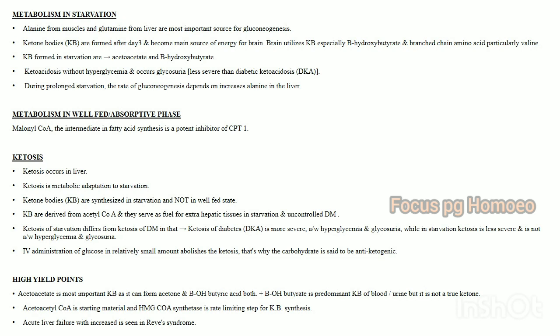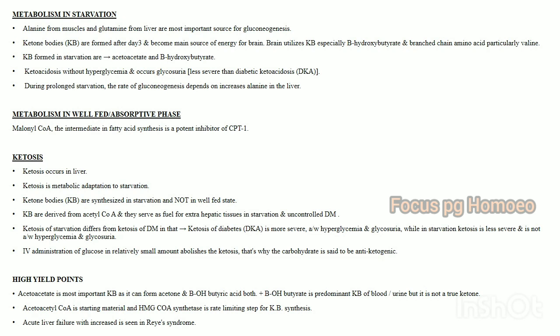Then ketone bodies are derived from acetyl-CoA and they serve as a fuel for extrahepatic tissues in starvation and in uncontrolled diabetes mellitus. Ketosis of starvation differs from ketosis of diabetes mellitus as ketosis of diabetes is more severe and associated with hyperglycemia and glycosuria, while in starvation ketosis is less severe and is not associated with the two, hyperglycemia and glycosuria.